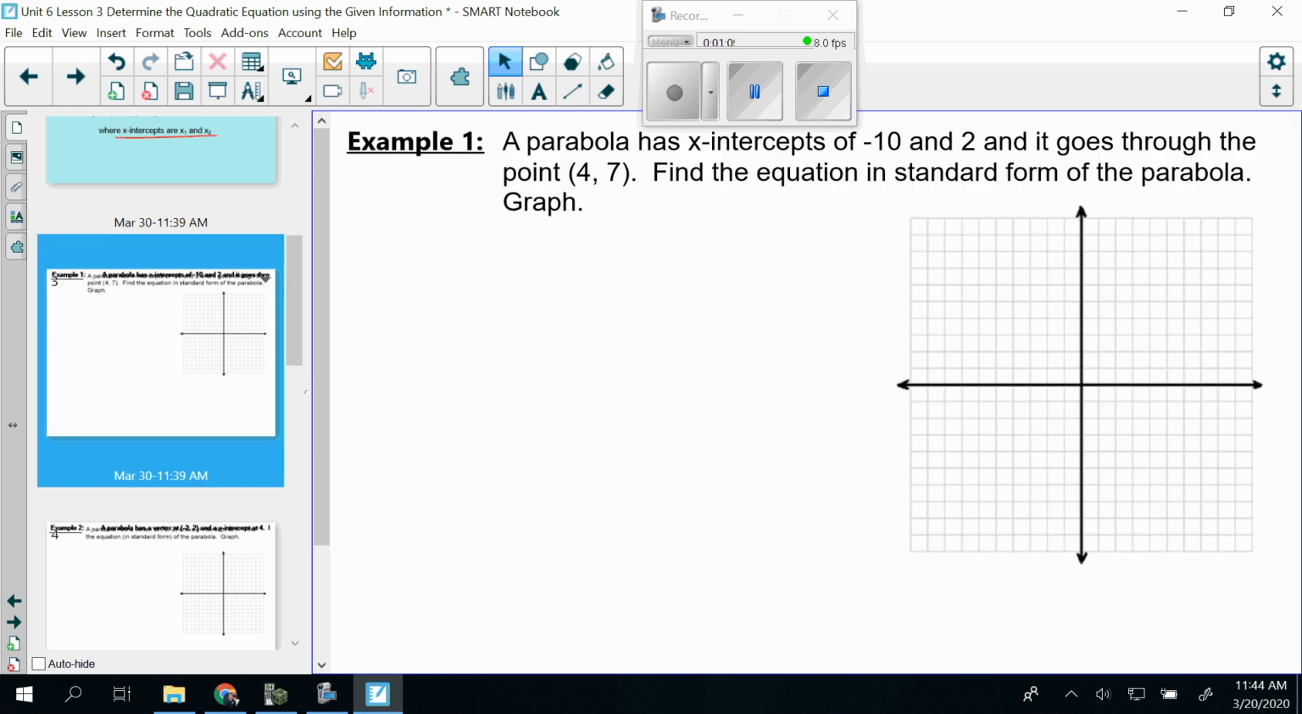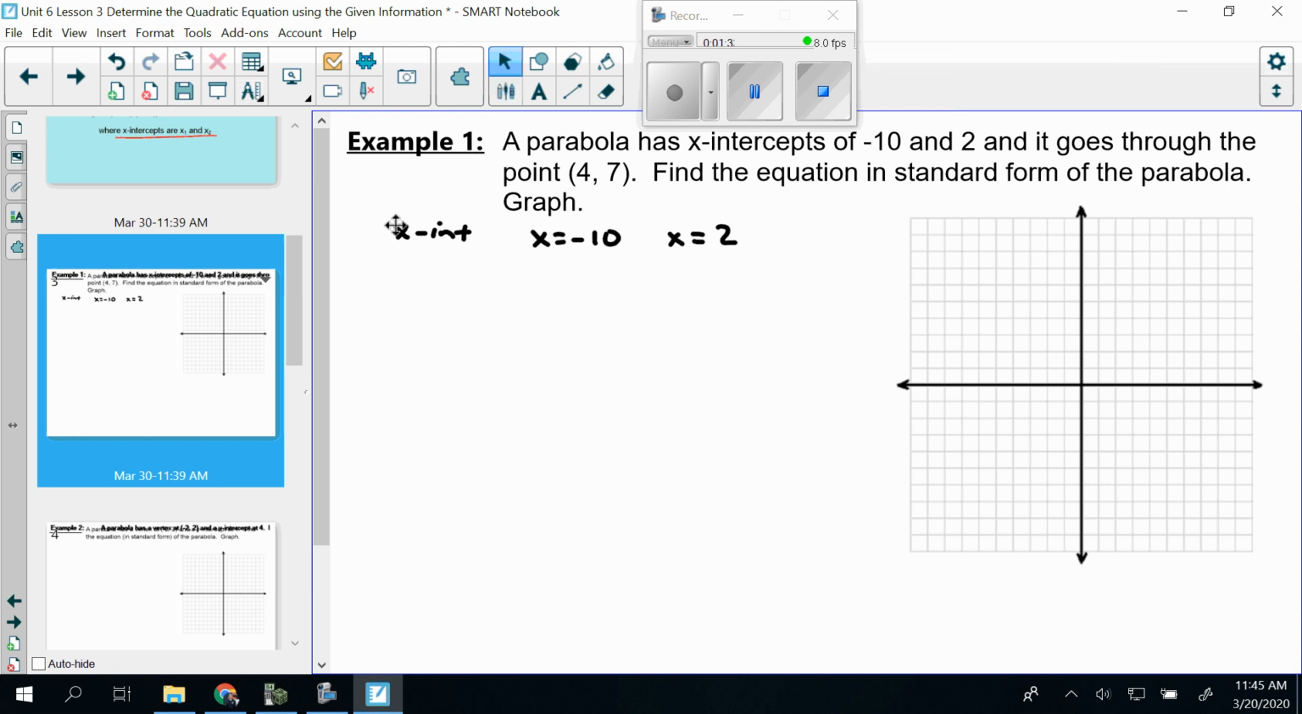Okay, so this first example here, it says a parabola has x-intercepts of -10 and 2, and it goes through the point (4, 7). Find the equation in standard form. Okay, so that tells us something. If we know the x-intercepts here are at x equals -10 and x equals 2, that can give us a way to write this equation out.